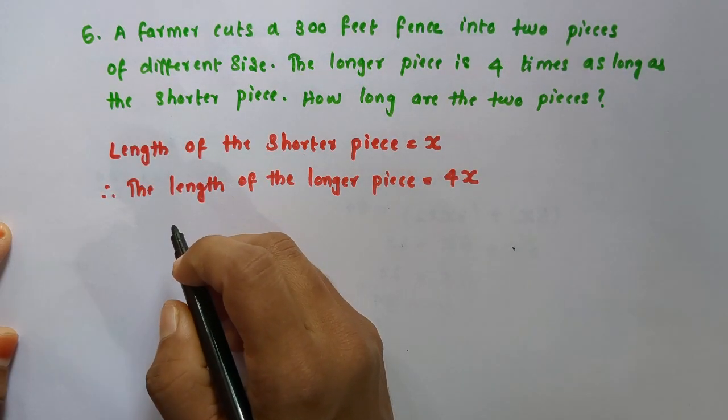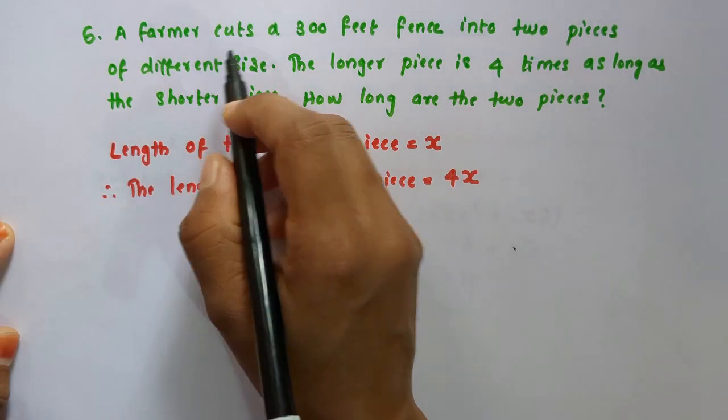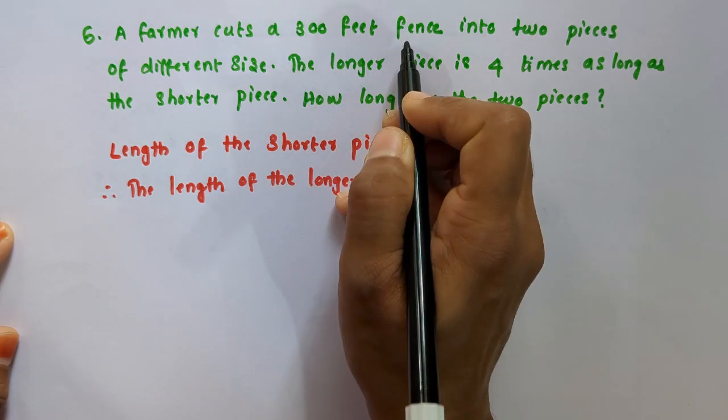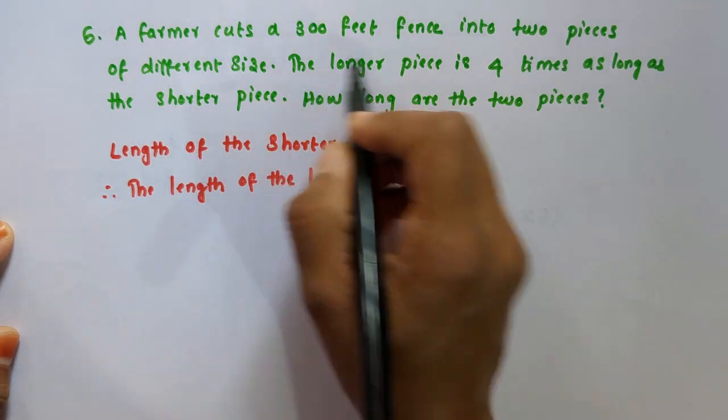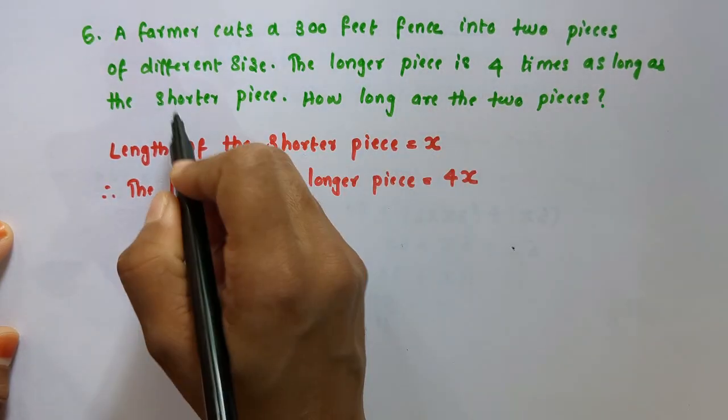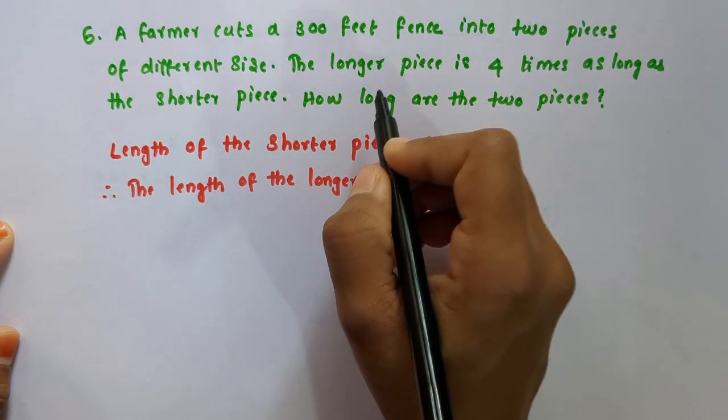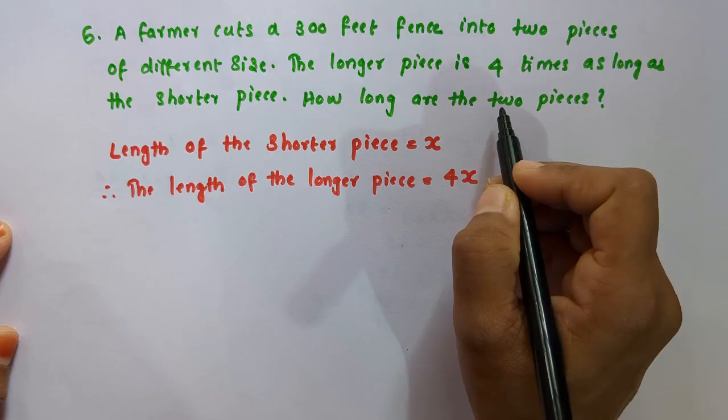Now, let us consider the sixth question. A farmer cuts a 300 feet fence into 2 pieces of different size. The longer piece is 4 times as long as the shorter piece. How long are the 2 pieces? That is the question.